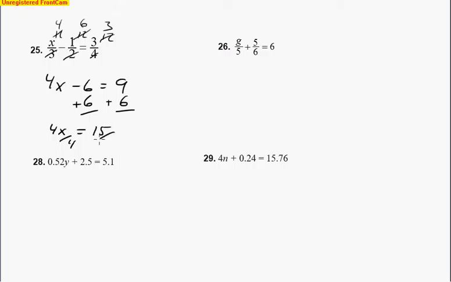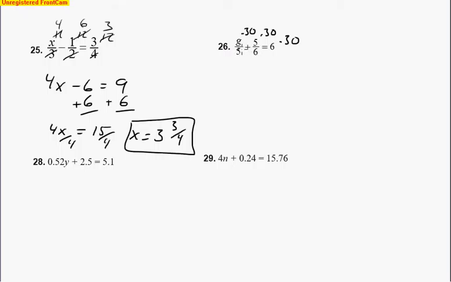So let's see here. 4 goes into 15. We have 3 times with 3 left over. So 3 and 3/4. Over here, well, this time we'd want to multiply by 30 if we use this method, because 5 and 6 have no common factors, so we have to multiply the two together, and that's what we get.